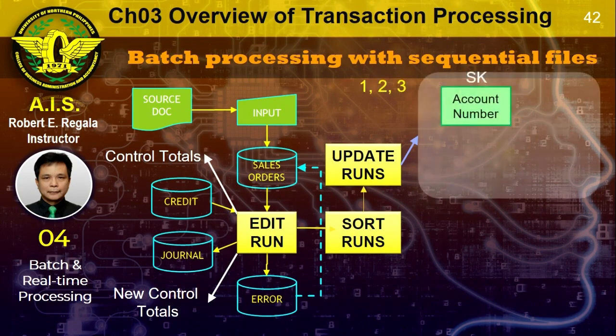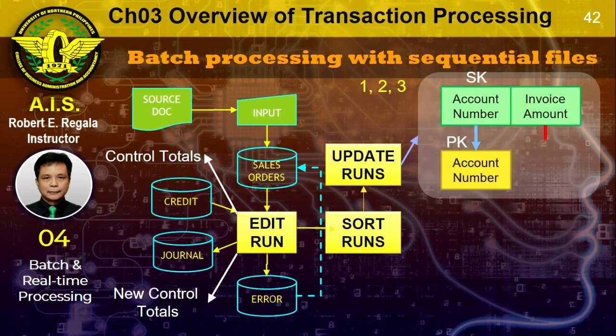1. A sales record is read by the system. 2. Account number is used to search the accounts receivable master file and retrieve the corresponding accounts receivable record. 3. The accounts receivable update procedure calculates the new customer balance by adding the value stored in the invoice amount field of the sales order record to the current balance field value in the accounts receivable master record.